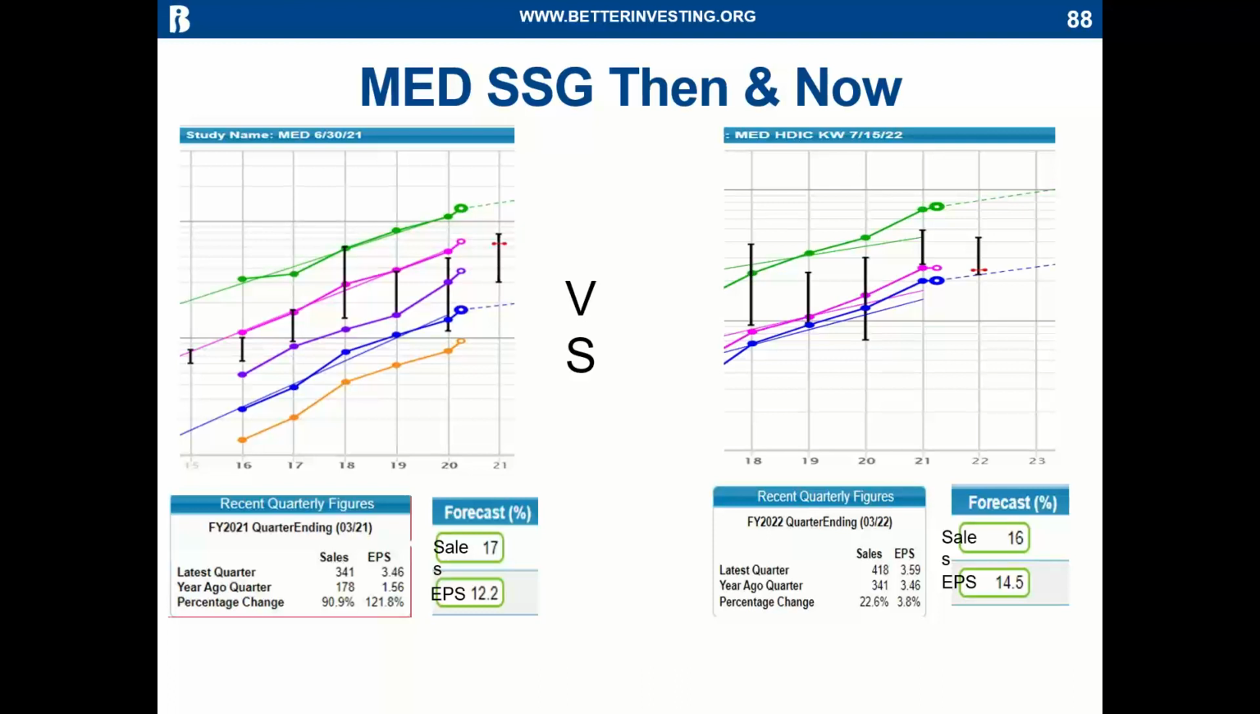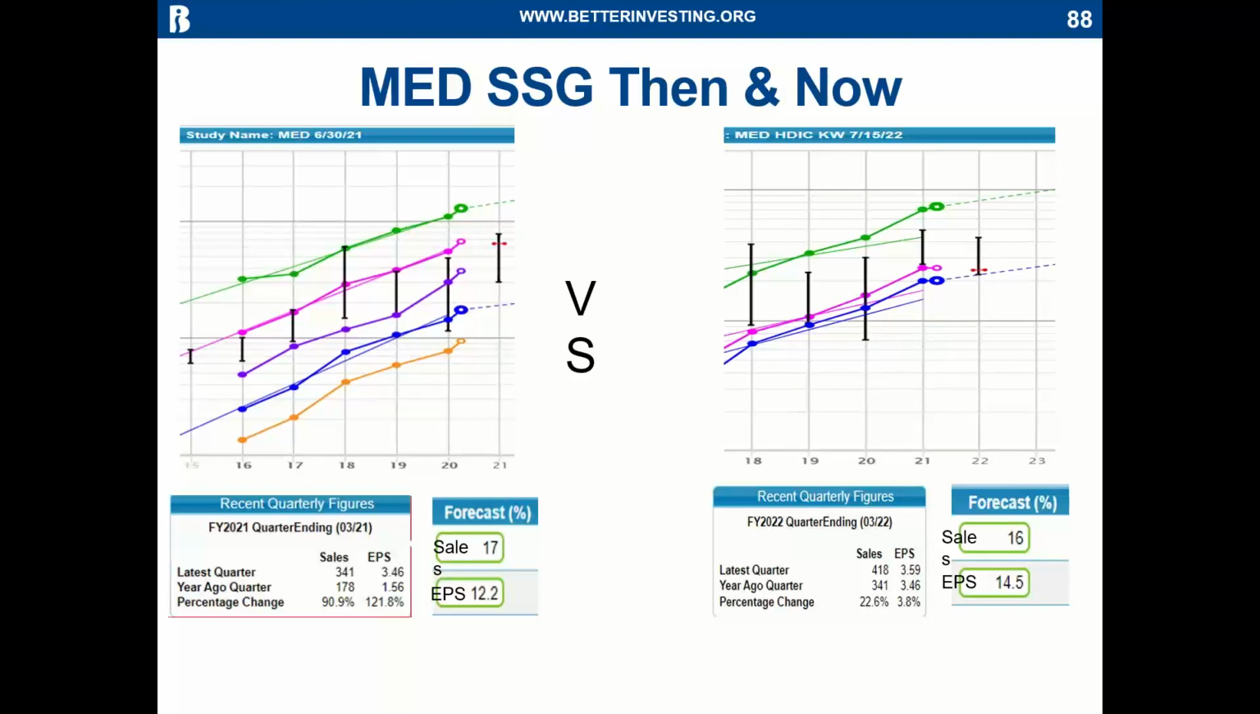Here is looking at Medifast, the SSG graph from when I first did it back in 2021 versus now in 2022. You can see still sales are going gangbusters. Earnings and pre-tax profit, as I said, have dropped a little bit from the all-time highs that they got last year. But look at that price bar. Back in 2021, it's near the top. 2022, it's down near the bottom. There's the big difference right there.